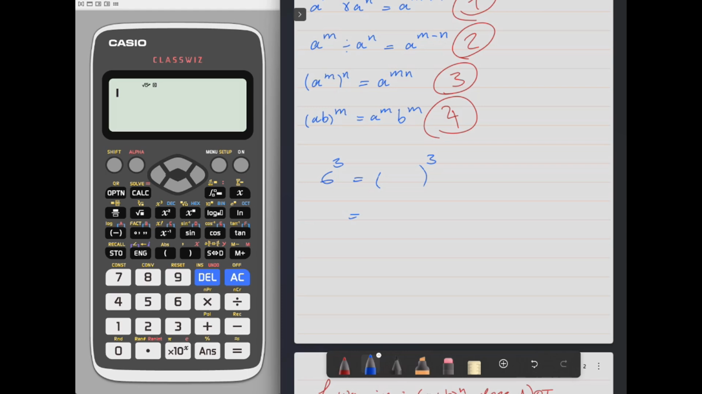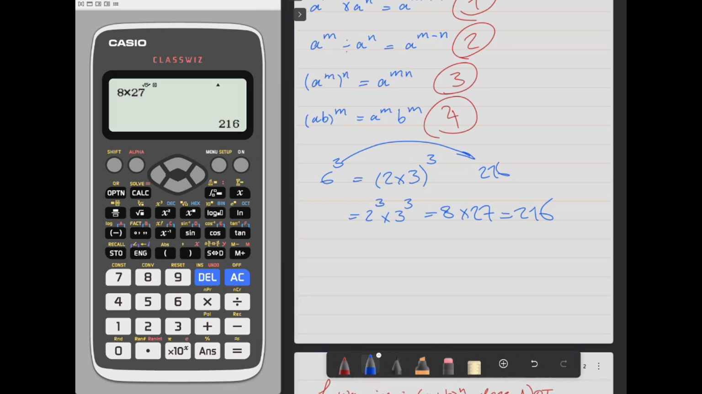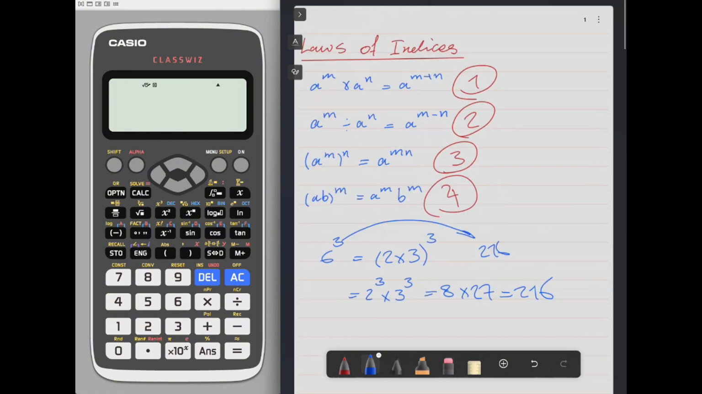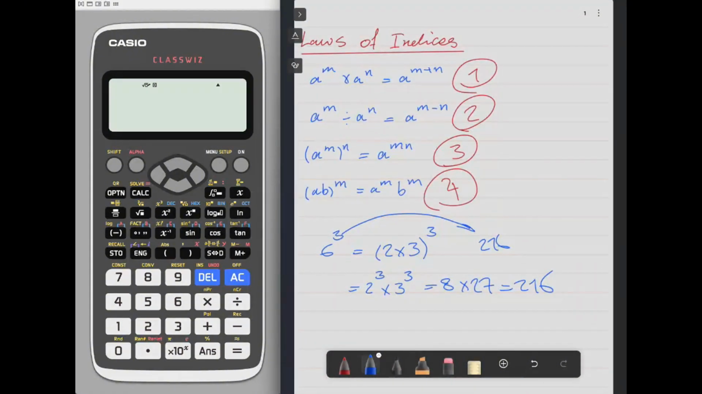Okay, so it's going to be 2 to the power of 3 times 3 to the power of 3. We know that 6 to the power of 3 is going to be equal to 216. And 2 to the power of 3 is equal to 8, 3 to the power of 3 is equal to 27, and again it's equal to 216. Right, so this is all about the laws of indices, or rather the first section.